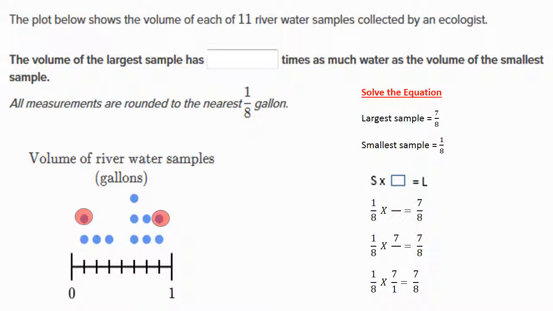So now we see that 1/8 times 7 over 1, or 7/1, which is equal to 7, equals 7/8. So we know that the largest sample is 7 times as much water as the volume of the smallest sample.